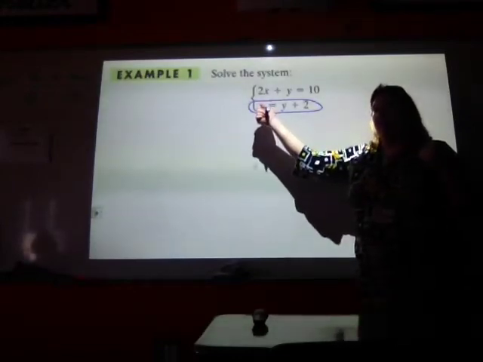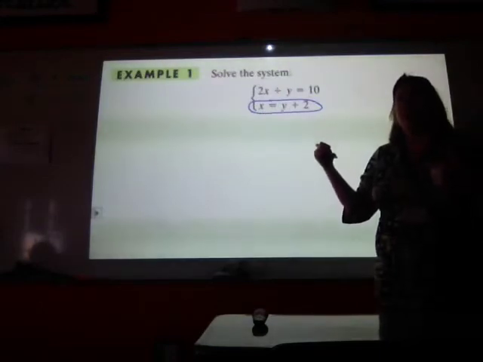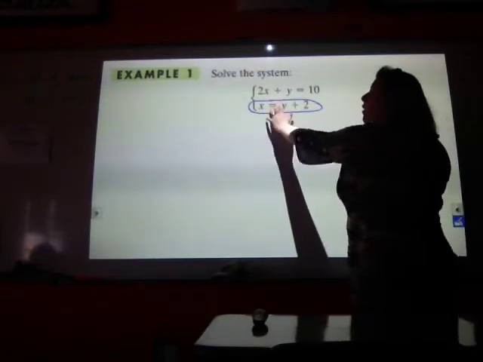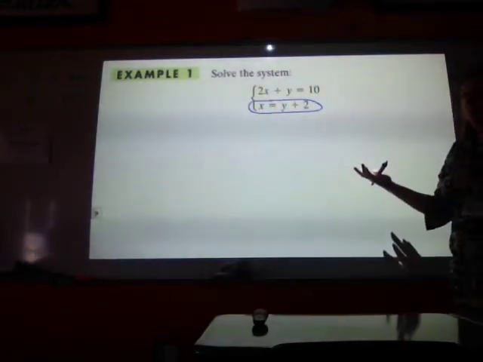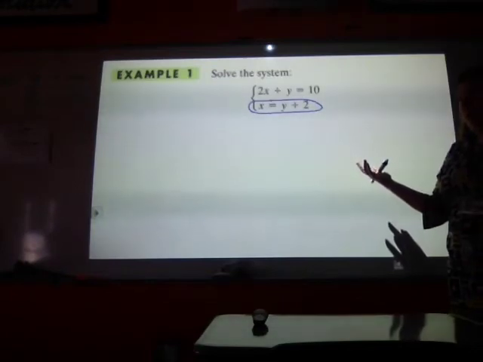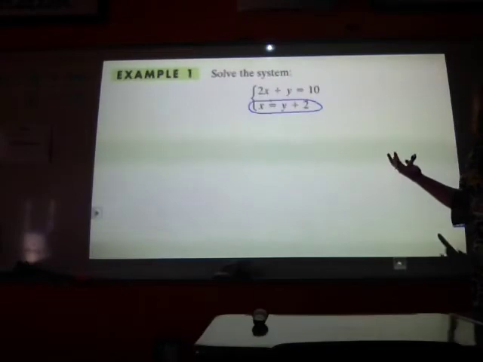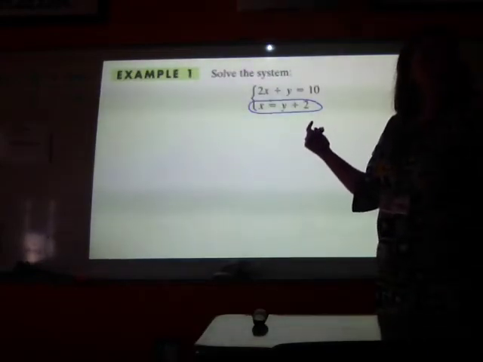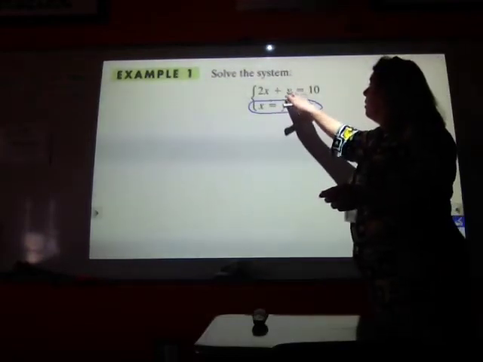Does everybody agree with that? Yes. So I don't need to do more work and solve another equation for a variable. They've already done the work for me. Why not go with it? Okay? Does that make sense? Now, what's step 2 say? Substitute the expression for the variable found in step 1 into the other equation.